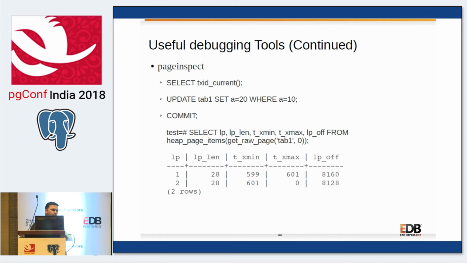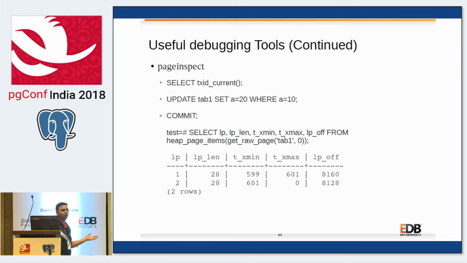Similarly, if you ran an update query on the table and you want to see what happened with the old tuple and where the new version of the tuple got inserted, you can see here the xmin, xmax fields of the new and old tuples, and the offset at which the new version of the tuple got inserted. So again, you can just query this heap page items function of page inspect and get the details.